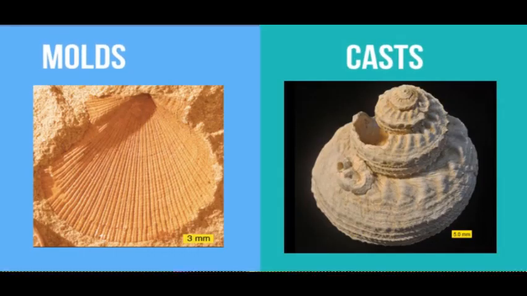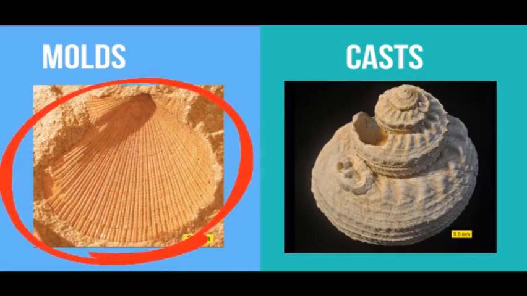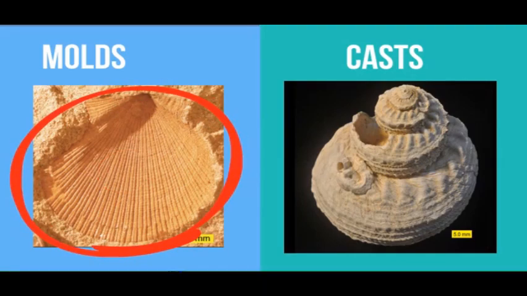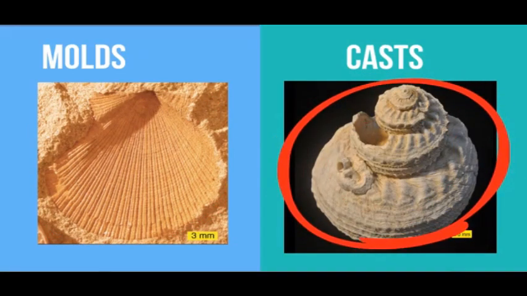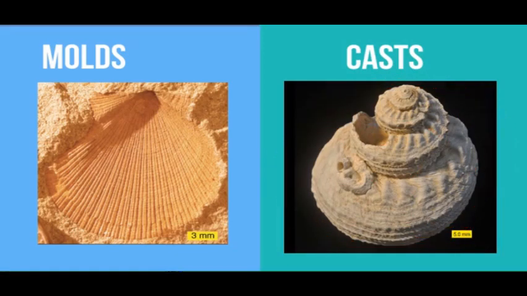Molds and casts. Sometimes an organism will die, and hard parts of the organism, like a bone or a tooth, will make an impression, and this impression creates a mold that hardens, and you get a permanent record. On the other hand, this impression or mold can fill up and will create a cast, which is a copy of the impression.